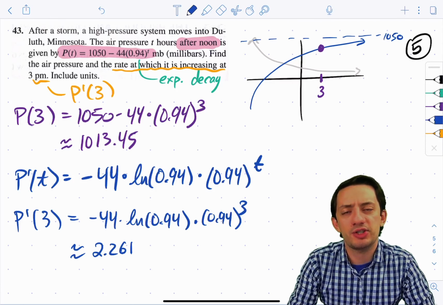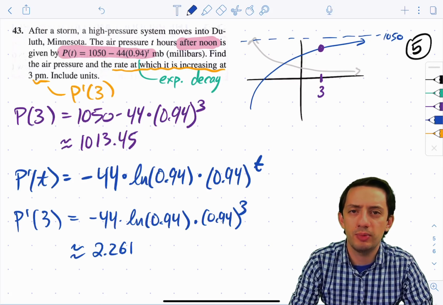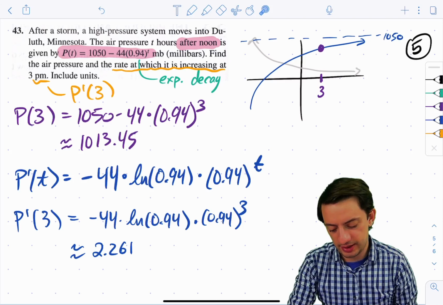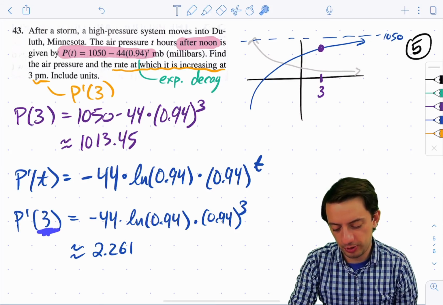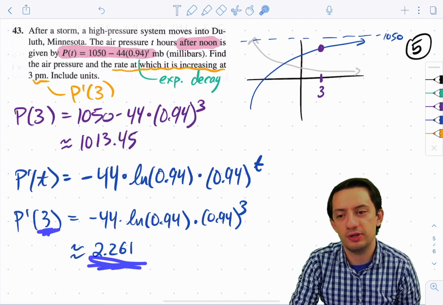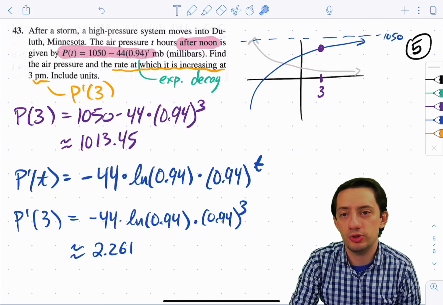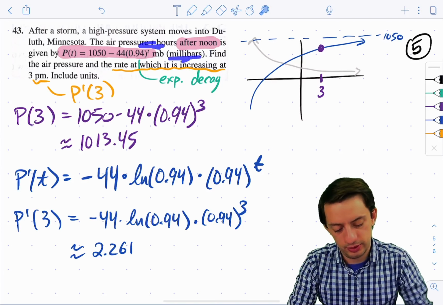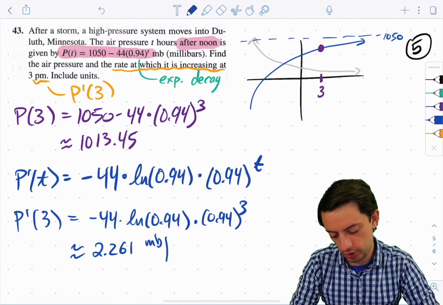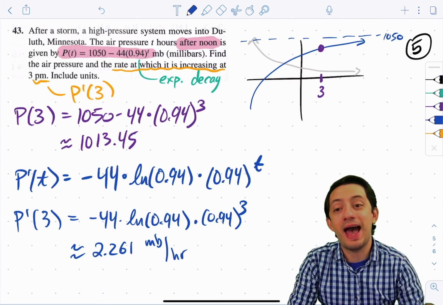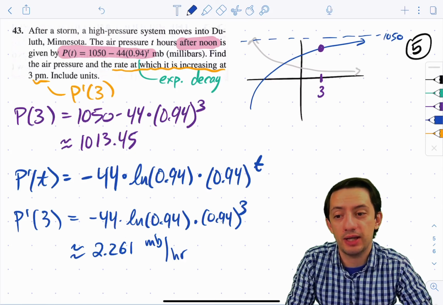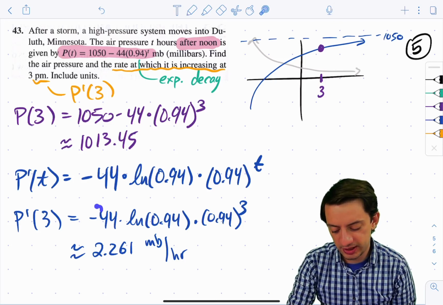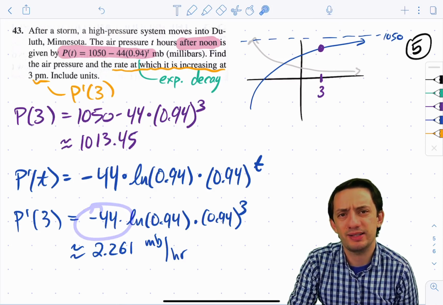Okay, let's think about what this actually means and does it make sense? Because at first you might say, wait a minute, something seems wrong. This says that at 3 p.m., the air pressure is increasing, and it's increasing by about 2.2. 2.2 what? We've got millibars and hours. So millibars per hour. So at 3 p.m., the air pressure is increasing at a rate of about 2.26 millibars per hour. At first, though, you might see the negative and think, why did I get a positive number?